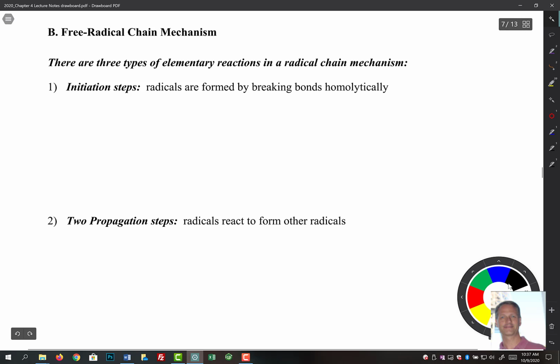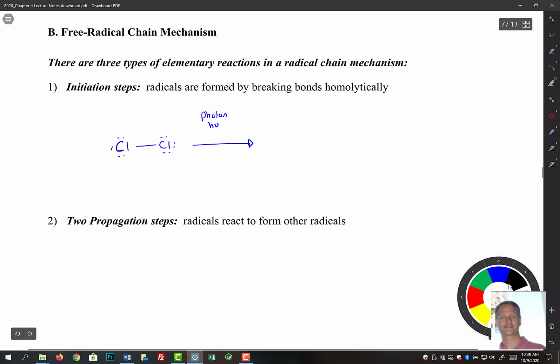Now, the mechanism of this thing has three steps. There's three elementary reactions in this. The first is initiation. In the initiation step, radicals are formed by breaking that bond homolytically. So let's look at chlorine. That's what we started with a minute ago. So let's put in here chlorine, and then let's just put in all of our lone pairs, just like so. Now remember, we said that this requires a photon of light. So I'm going to write up here a photon, or H nu.